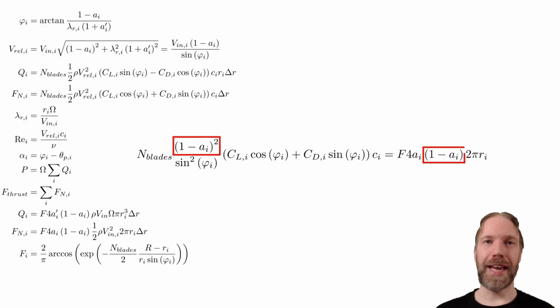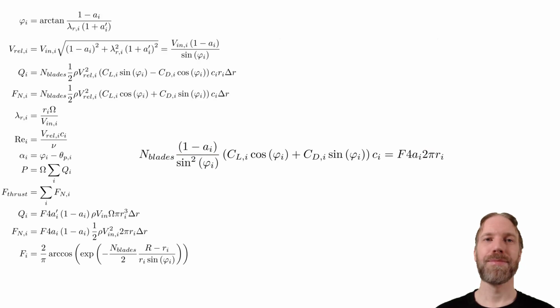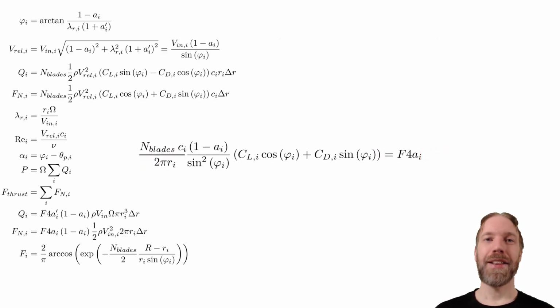Divide by 1 minus A. Let's combine these terms. This is what we call the solidity, here denoted as sigma prime. The solidity is a measure of how large part of the swept area that is covered by the blades. One means that the combined blade area is equal to the swept area.